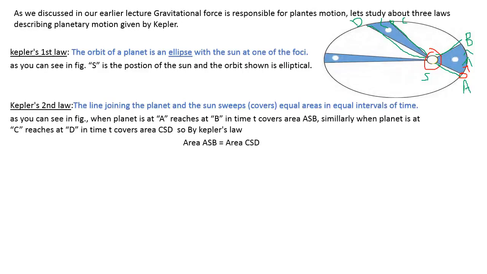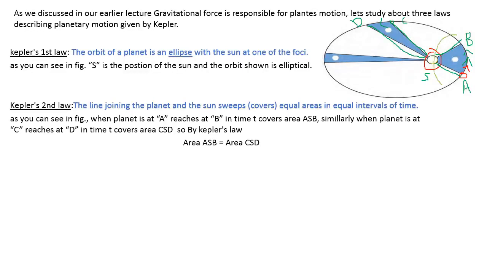See, read here. As you can see in the figure, when the planet is at A and reaches B in time T, it covers area ASB, as I told you. Similarly, when the planet is at C and reaches D in time T, it covers area CSD. So by Kepler's law, area of ASB is equal to area of CSD. That is what I explained. When the line joining the sun S to A reaches B, the area covered is nothing but SAB.